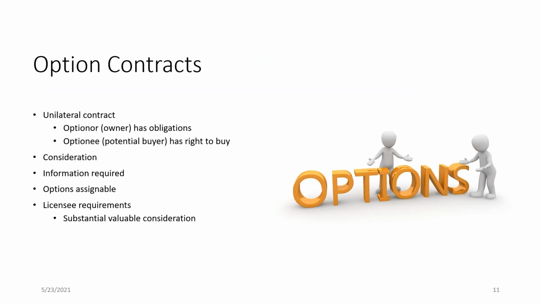An option contract is a unilateral contract. You have the optionor and the optionee. The optionor is the owner who has obligations. The optionee is the potential buyer who has the right to buy. The consideration, there's information that's required. You have to determine whether options are going to be assignable. And the requirement for a licensee is to make sure that they get valuable consideration.